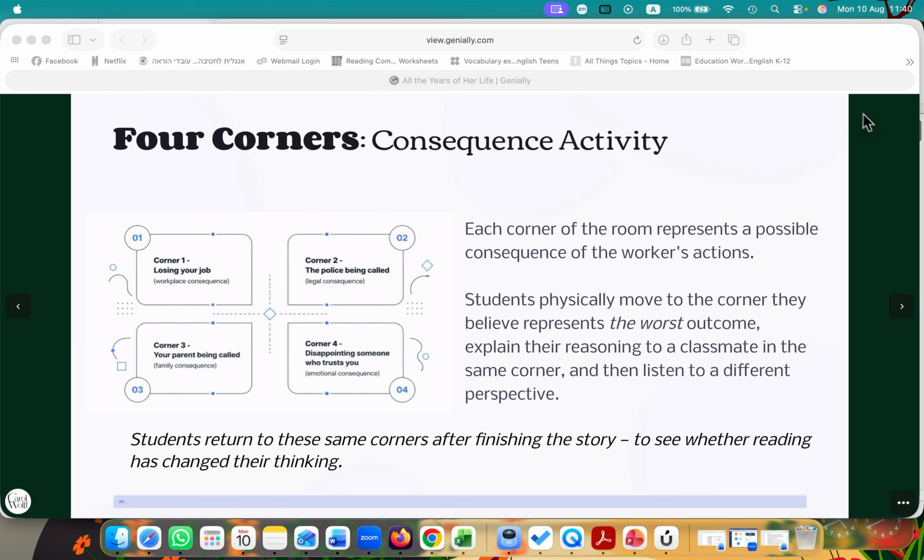This activity gets students physically moving instead of just discussing from their desk. Each corner represents a possible outcome: losing the job, the police being called, a parent being called, or disappointing someone who trusts you. Students then move to the corner they think is the worst, explaining their reason and hearing other students' perspectives. Keeping track of where everyone lands, you'll return to these same corners once the story is finished.